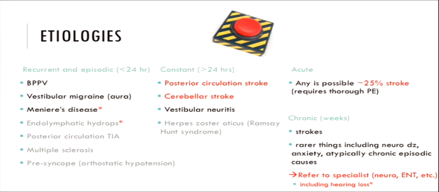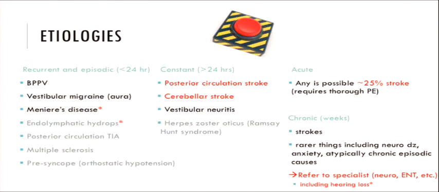Okay, so anytime someone is in the recurrent episodic category, you can take a deep breath, but that doesn't mean that you can't have BPPV, the most common cause, and then also show up with a stroke that's posterior circulation in your brainstem. Okay, so any new acute features, you have to work up as if it could be a stroke. Okay, and 25% of them are, so like a pretty significant amount. And that requires a thorough physical exam, which we'll go through.